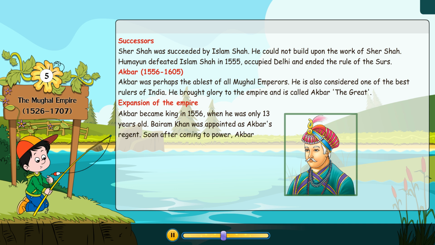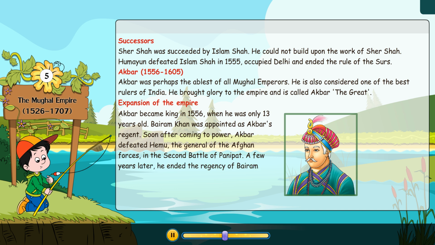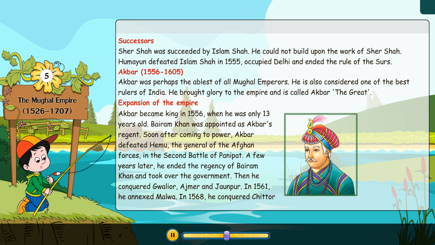Soon after coming to power, Akbar defeated Hemu, the general of the Afghan forces, in the Second Battle of Panipat. A few years later, he ended the regency of Behram Khan and took over the government. Then, he conquered Gwalior, Ajmer and Jaunpur. In 1561, he annexed Malwa. In 1568, he conquered Chittor and Ranthambore. He defeated Rana Pratap of Mewar in the Battle of Haldi Ghati in 1576.